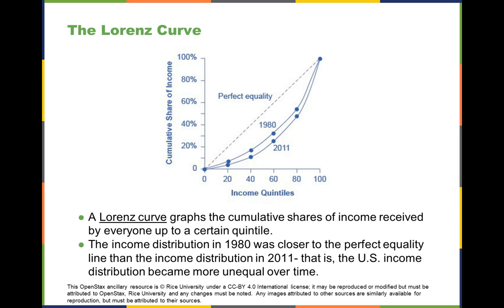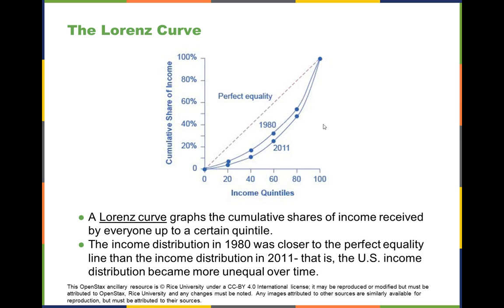But looking at the Lorenz curve, you can see the graph. It graphs the cumulative shares of income received by everyone up to a certain quintile. The income distribution in 1980 was closer to the perfect equality line than the income distribution in 2011. That is, the U.S. income distribution became more unequal over time. So here we can see the income quintiles. This would be the bottom 20%. This would be the top 20%. And this is their share of national income.